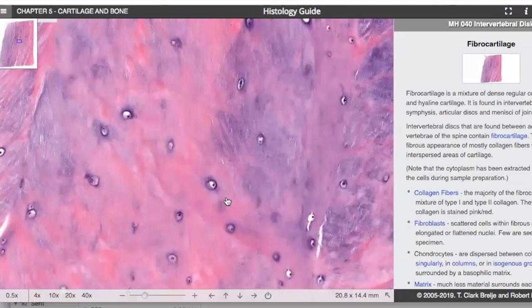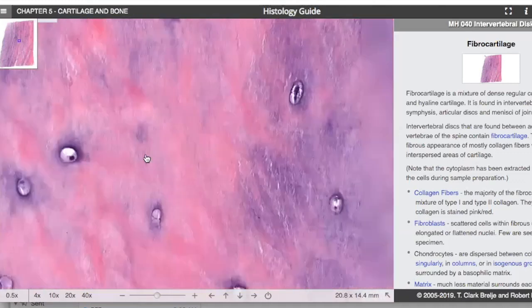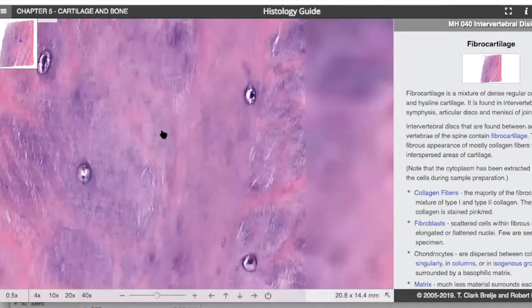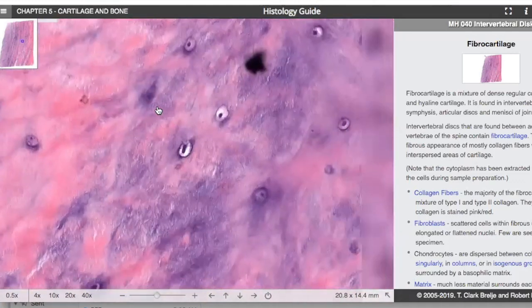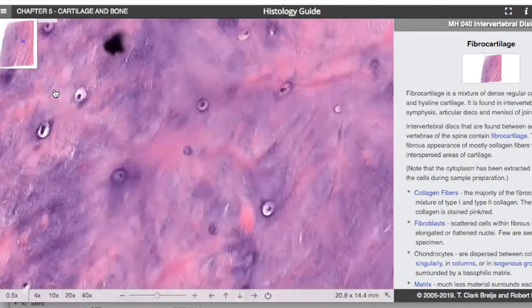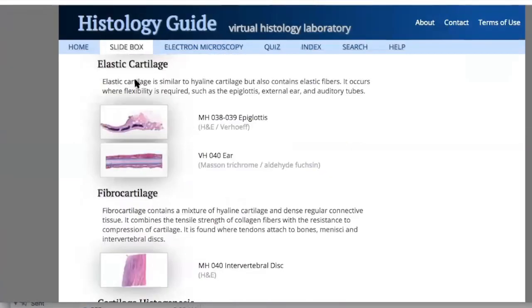So here the cells are a little more spread apart. There's always a single cell per lacuna, or per space right here. But this is the chondrocyte. This is the lacuna. Everything else you see around here are the collagen fibers that are running within them. All right, so this is fibrocartilage. All right, so that is your cartilage.